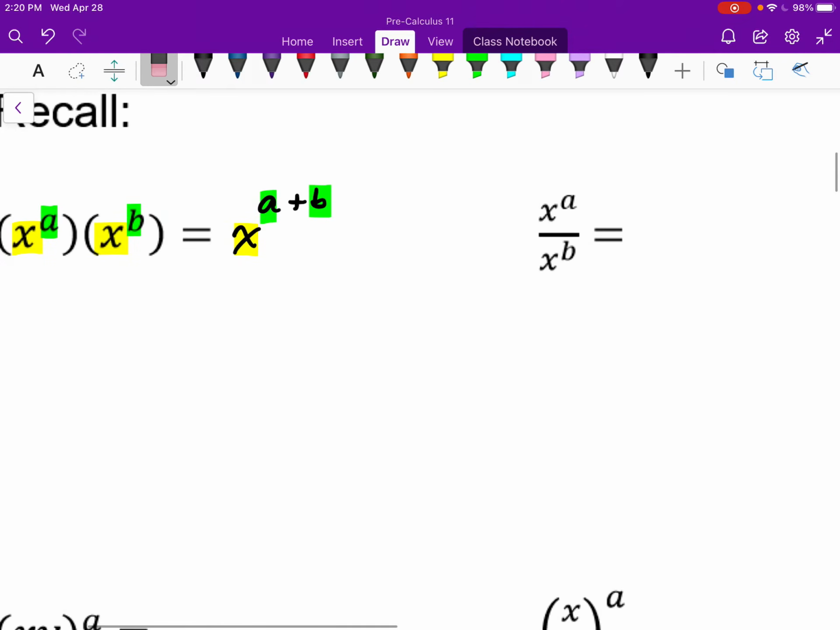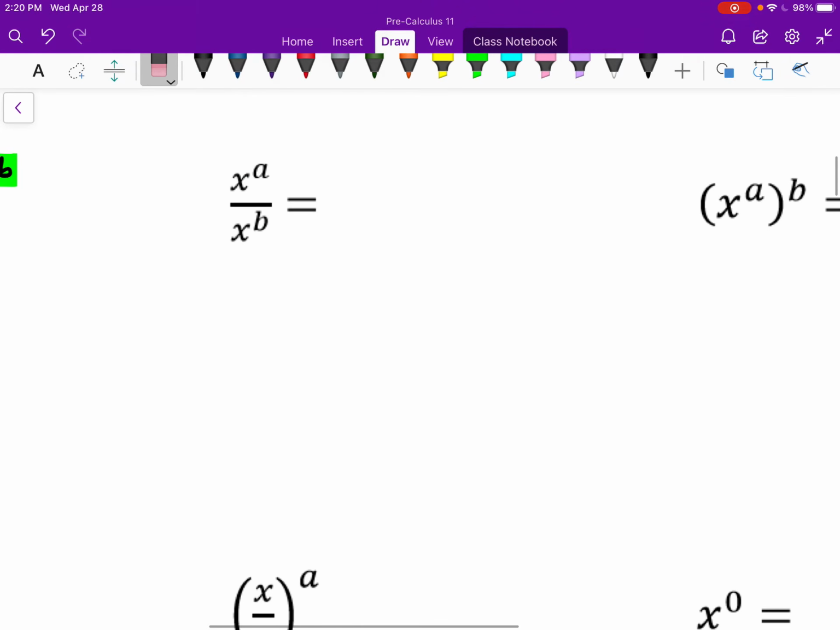Looking at this, if we're dividing powers of the same base, you can write it with a single power in which you're subtracting your exponents. So x to the power of a minus b. And again, it can work both ways. If I want, I can take a power. If I write it as a subtraction statement, I can then write it as a division statement.